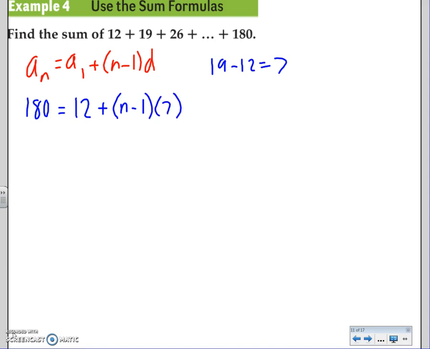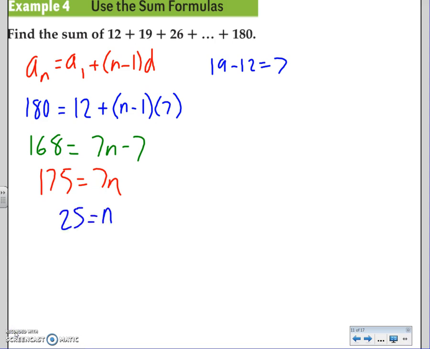I'm going to distribute. This is green. Actually, I'll even subtract 12 as well. So 168 equals 7n minus 7. I'm going to add 7. 175 equals 7n. Then I'm going to divide by 7. I get 25. We know there are 25 terms.